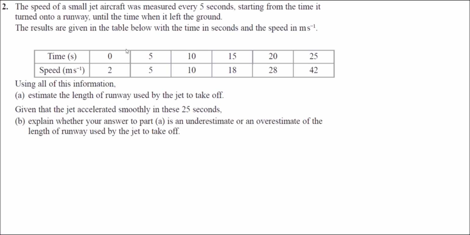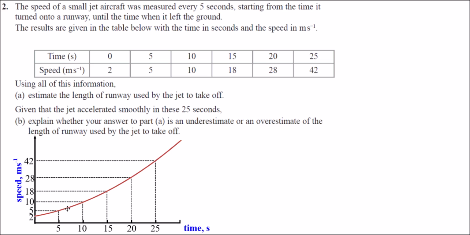What I'd suggest here, you've got a table of values. Time is the independent variable. Speed depends upon the time. So we could imagine this, I would suggest, as a graph of speed against time. So if we sketch it out, we'd get something that looks a little bit like this.